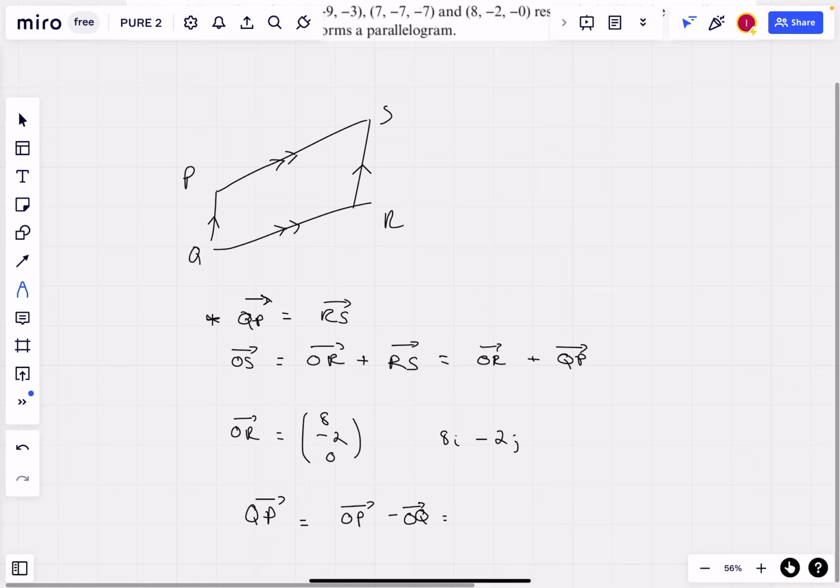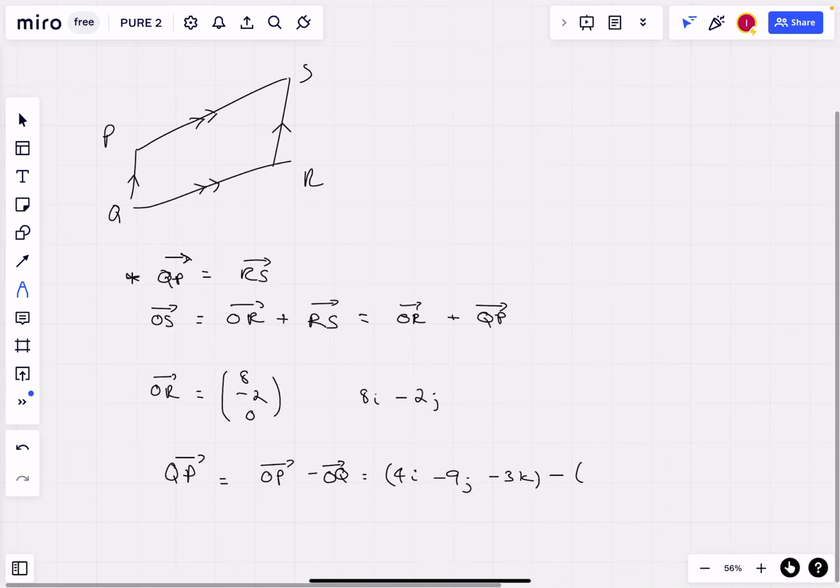So 4i minus 9j minus 3k, minus 7i minus 7j minus 7k. This is equal to minus 3i minus 2j plus 4k. That's the vector QP. Okay?